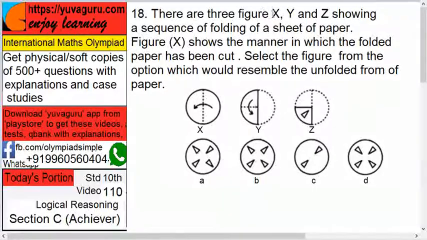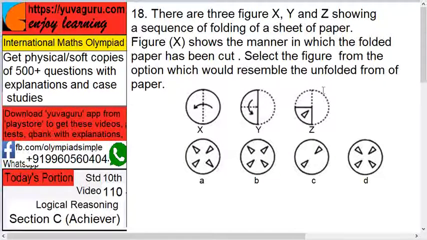Next, there are three figures X, Y and Z showing the sequence of folding of a sheet of paper. Okay, see this X, Y and Z. What is done? This paper is folded over here. In Y it comes half. Now it is again folded over here, and then there is a triangular cut made on it. Select the figure from the options which would resemble the unfolded form of the paper.